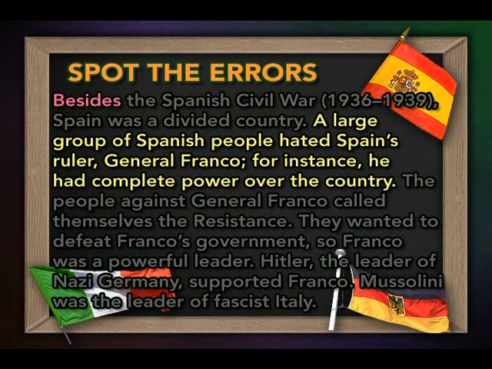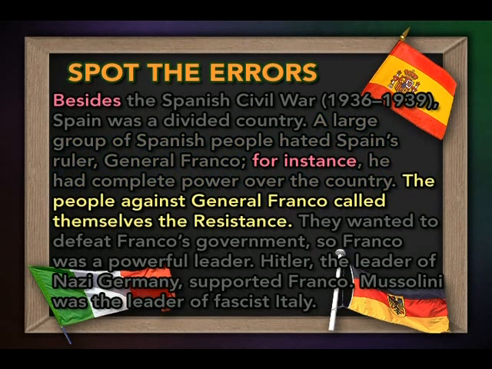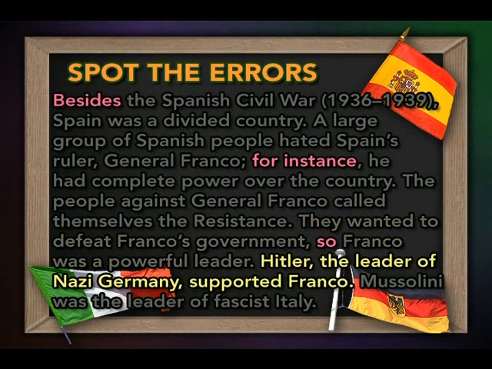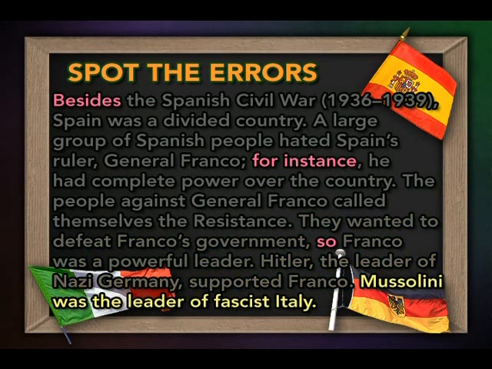"A large group of Spanish people hated Spain's ruler, General Franco. For instance, he had complete power over the country." "For instance" doesn't make any sense there either because we're not giving a list of items. "The people against General Franco called themselves the Resistance. They wanted to defeat Franco's government, so Franco was a powerful leader." "So" shows result. "They wanted to defeat him so he was a leader" makes no sense. "Hitler, the leader of Nazi Germany, supported Franco. Mussolini was the leader of fascist Italy."